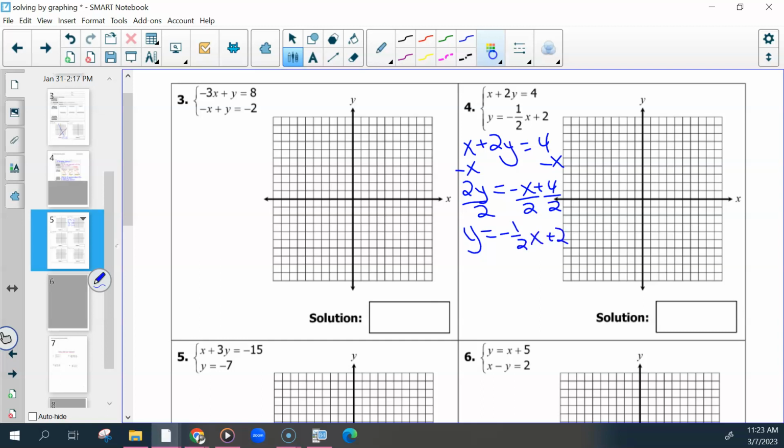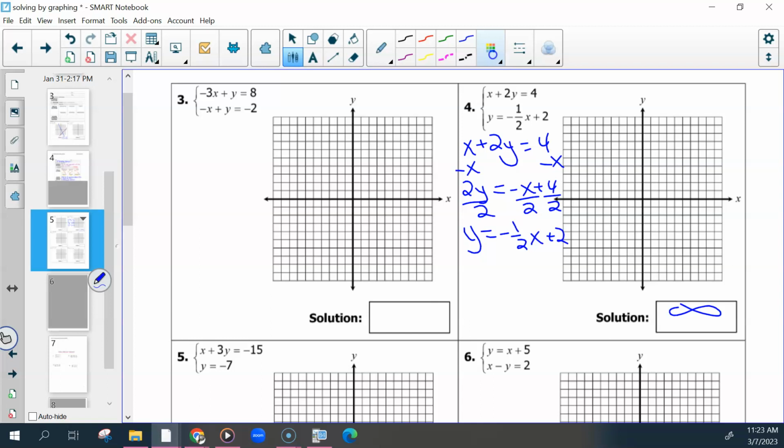Before we graph these, what do you notice about the equations? They're the same. So that means this is going to be what type of solution? Infinitely many. You can spell it out, you can put the symbol, either or, any of those doesn't matter.